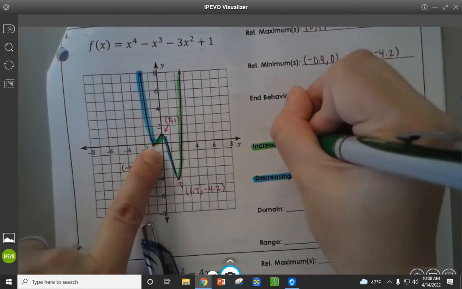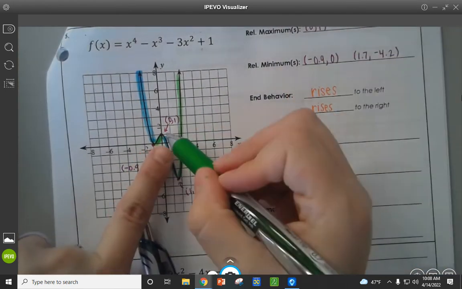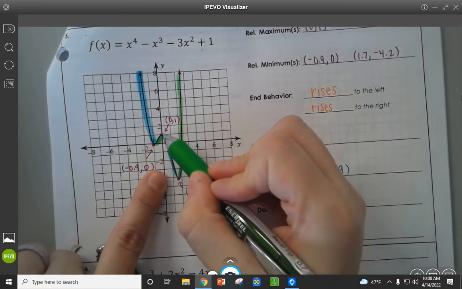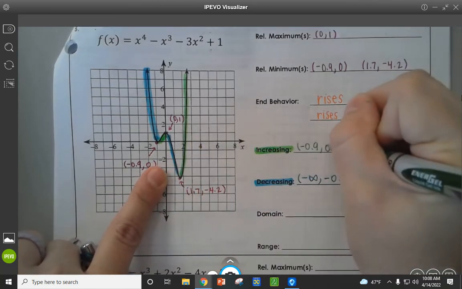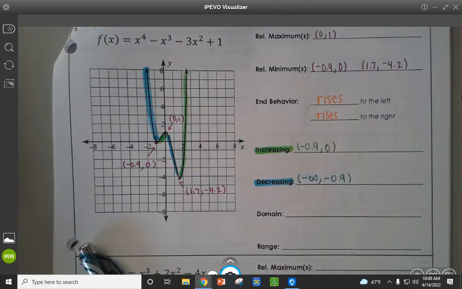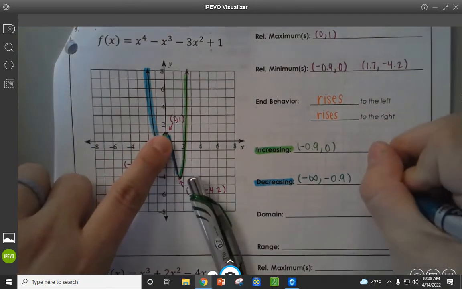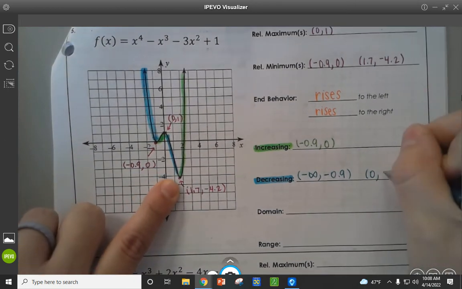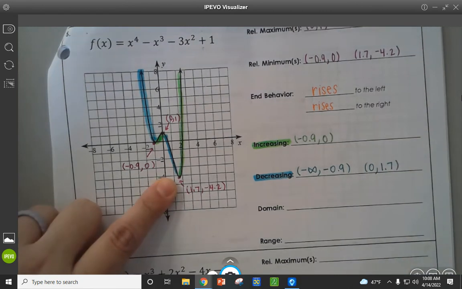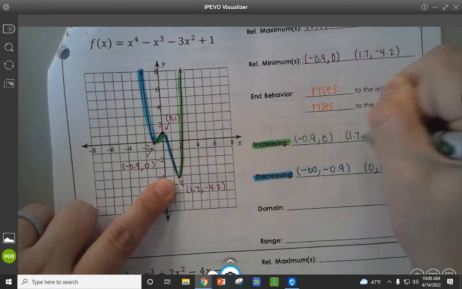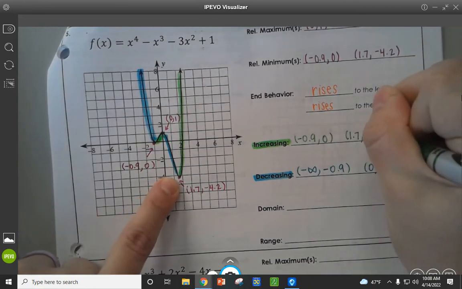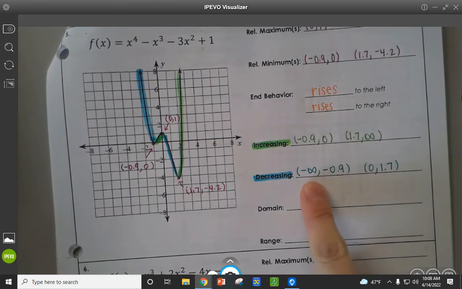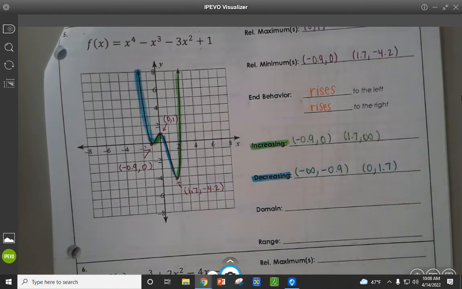All right, now I'm still here at negative 0.9, and I increase until 0. Good. There's a little piece there. Now I'm still at 0, and I decrease until I get to 1.7. And then here I am at 1.7, and I increase to infinity. So if you're writing it on the left side, it has to be negative. You start on the left, that's negative infinity. If you have the arrow on the right side, it's positive infinity.